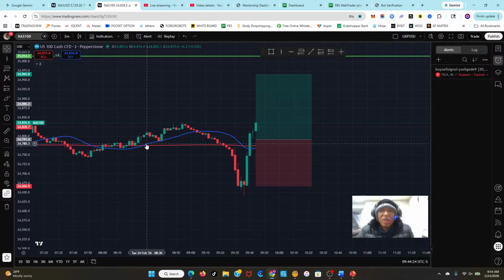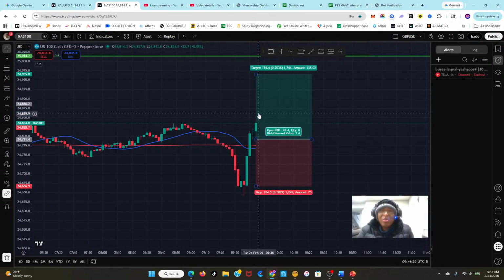So we're just waiting for the first candle close. We're waiting for another push up, and then on the third push we can get out, or you can wait for a risk reward ratio of 1 to 3.